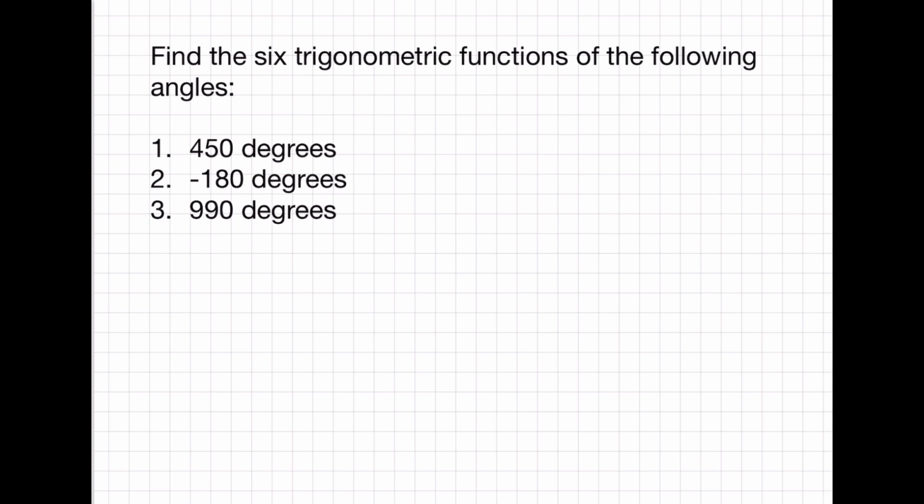So remember when we talked about the trigonometric functions of our quadrantal angles. We have the same topic, but this time our angles will be ones that are outside the 0 degree to 360-degree scope. So this is the set of questions that we will be answering for today's video. Find the 6 trigonometric functions of the following angles: 450 degrees, negative 180 degrees, and 990 degrees. So how are we going to do that?